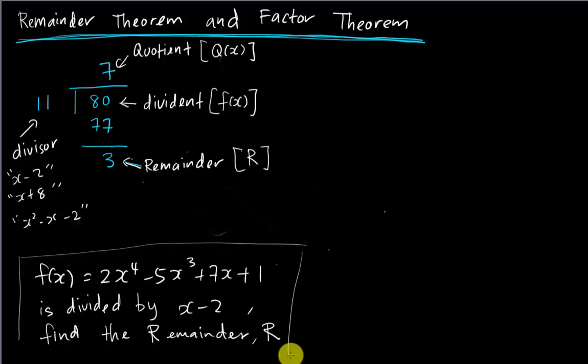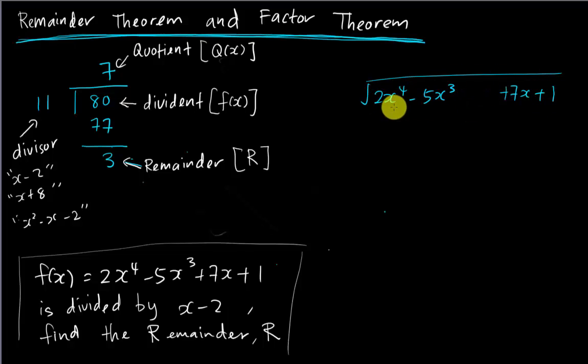Most students, when they do this kind of question, will use long division, which is exactly like what we did here. So I will do the long division here. This is my f(x). I'm going to put it at the location of the dividend. I'm going to write 2x to the power of 4 minus 5x to the power of 3 plus 7x plus 1.